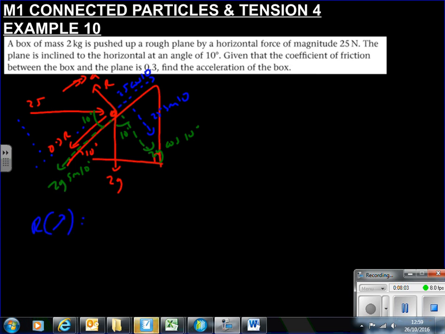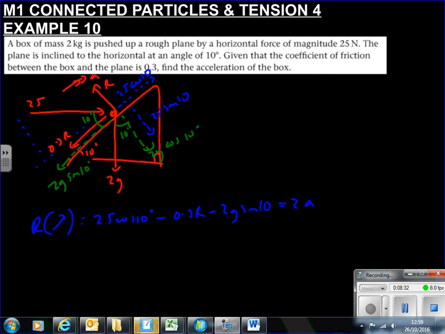So let's resolve in the direction of acceleration. Force going up. Remember, arrows on your components. So we've got 25 cos 10. Anything else helping it up? Not really. And now we've got 0.3 R, so that's the friction. And we've got our minus 2g sine 10. That's our weight. And this all equals mass, which is 2, times acceleration.